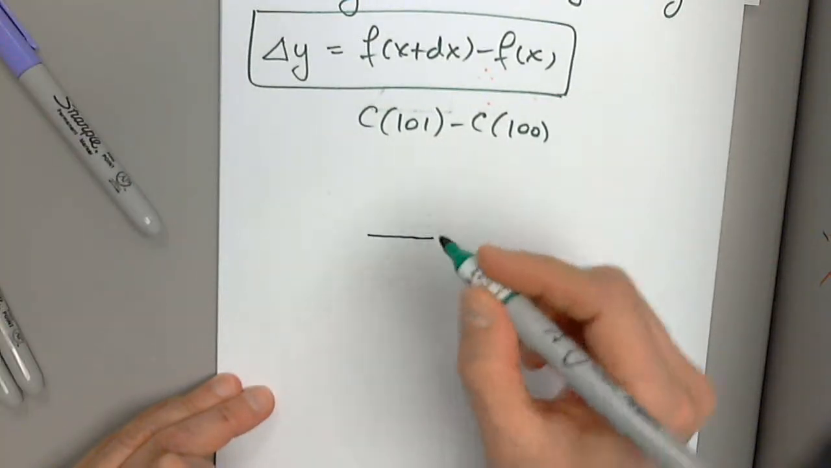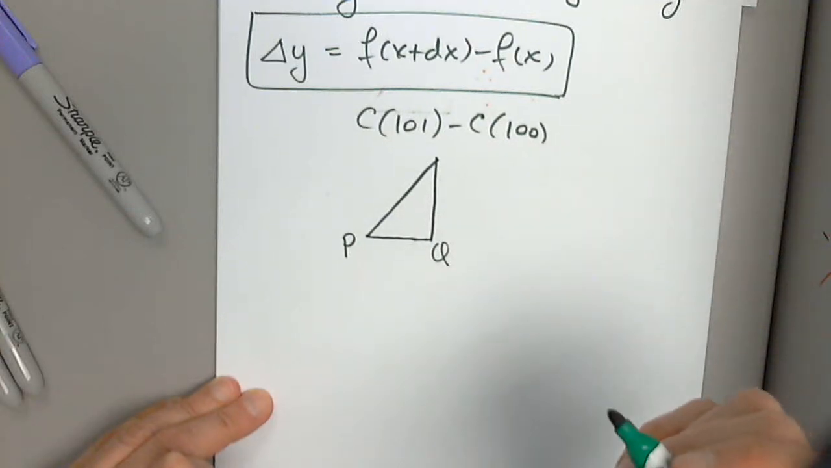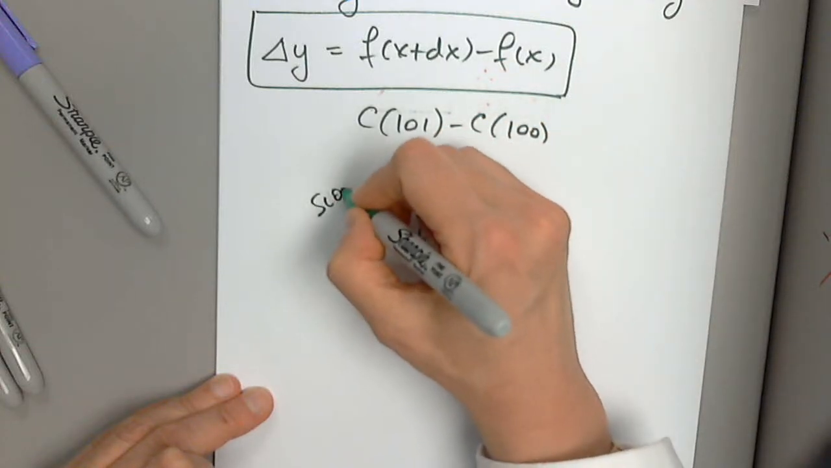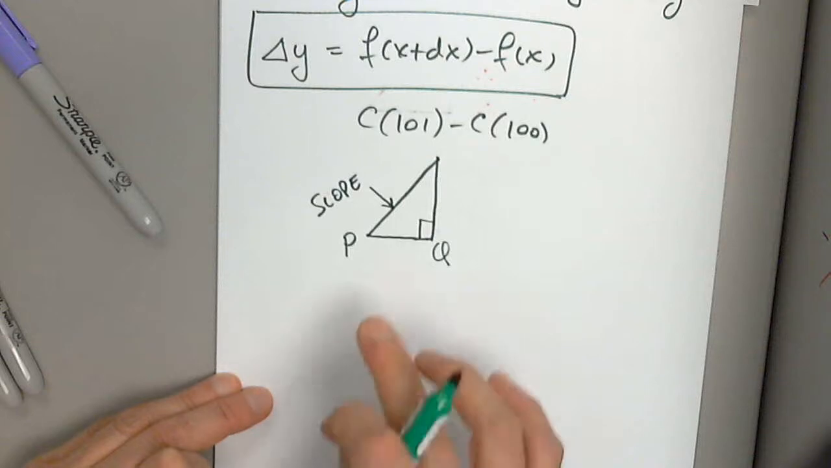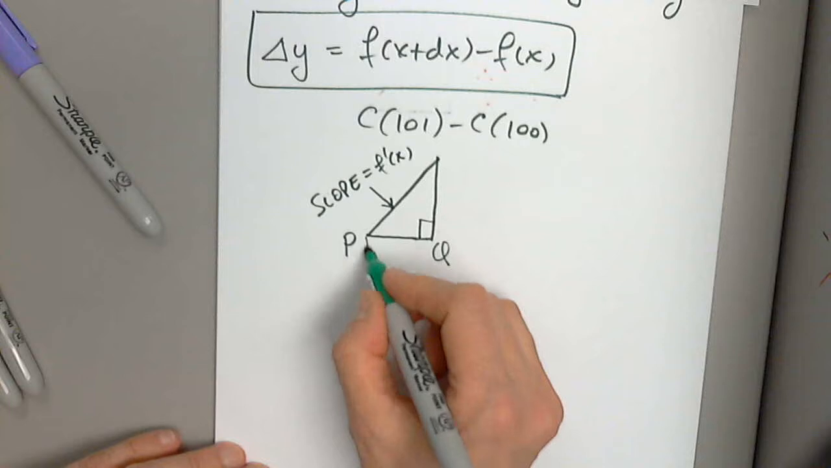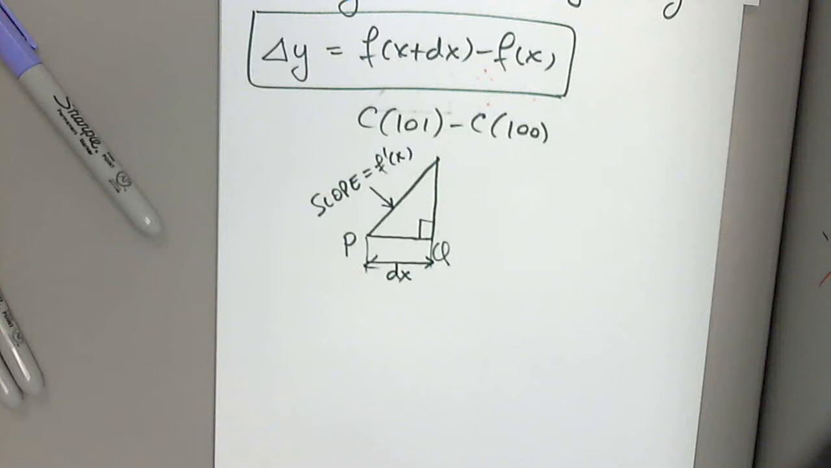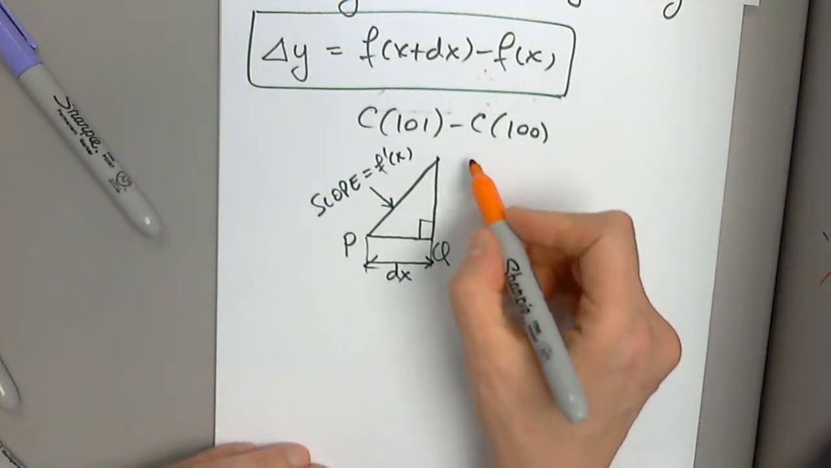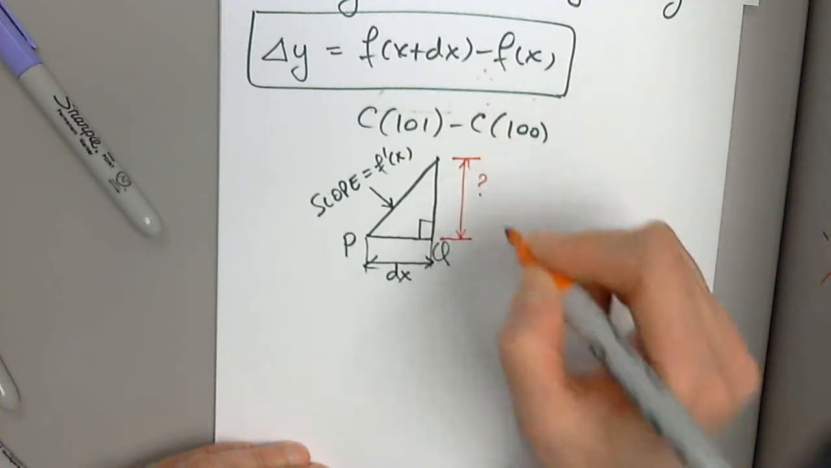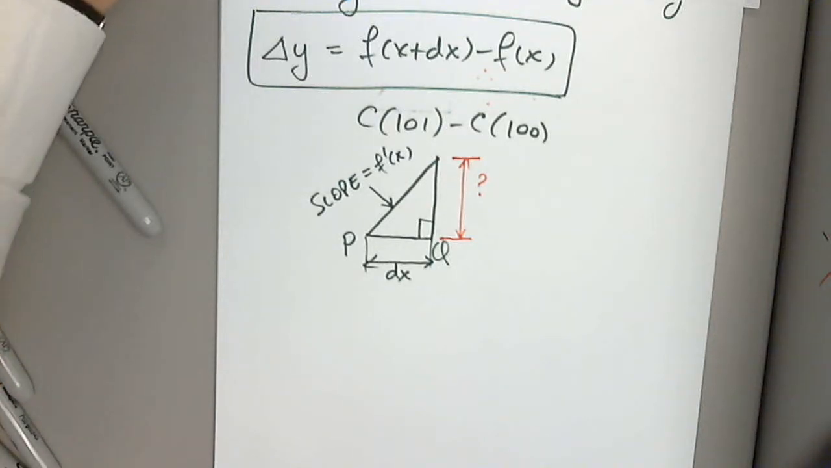So we have this triangle now. This is point P. This is point Q. This is a right triangle, of course. You already told me that the slope of this line is f prime of x. We already know that this piece is dx. And my question to you would be in a second, what is this? What does that equal to? Don't answer just yet, because I have one more question.